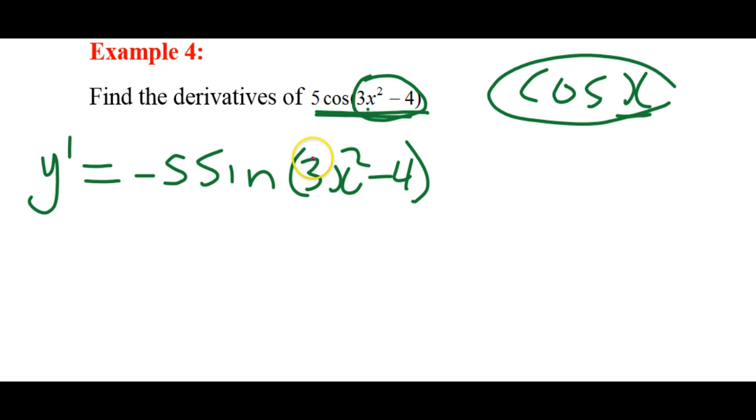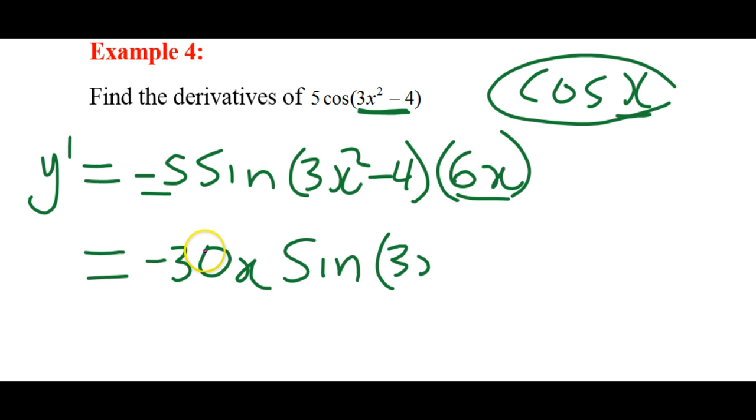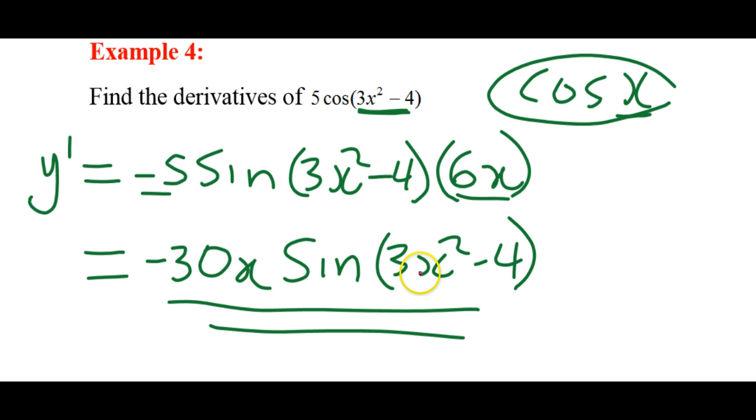Okay, and because within this also is a function, I can differentiate that as well. And so when I differentiate, I'll multiply by differentiating the interior function, which will be 6x. And so together, this 6 can multiply the negative 5 here to give me negative 30x sine into bracket 3x squared minus 4. And so that will be the result. I think that's very cool and simple.